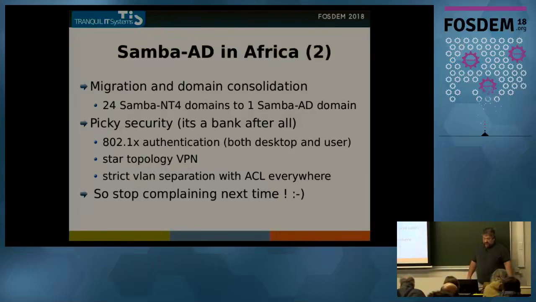And we had very strict ACLs, and the VPN topology was only a star topology, and one site could not see the other site, only the main data center. So it was very strict, and well, Samba worked. So after all of this, I would just say, stop complaining next time you have a problem, and think about this example.